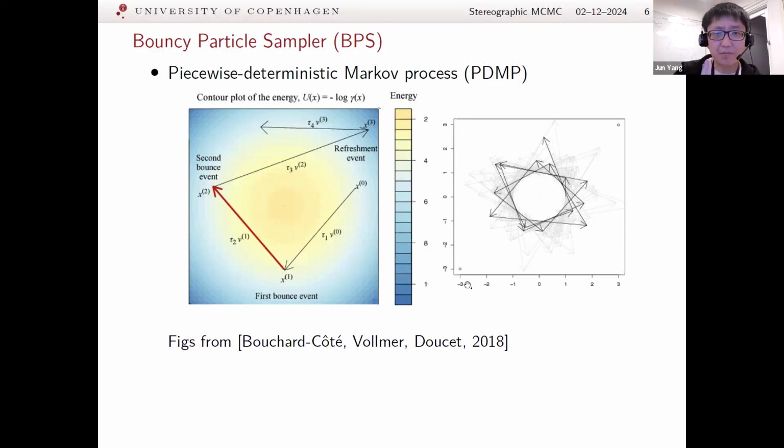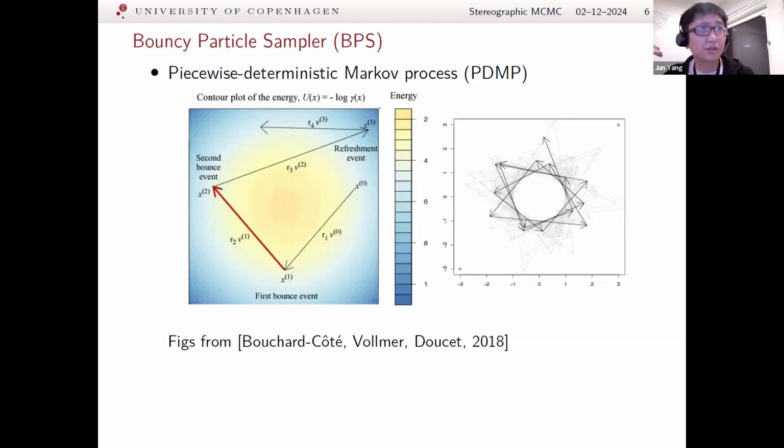So if we look at this picture on the left-hand side, the color represents this two-dimensional standard Gaussian density. The yellow region is the high probability density region, and the blue color corresponds to the tail region. Because this algorithm is a continuous-time algorithm, you can imagine a particle in the state space that keeps moving in continuous time.